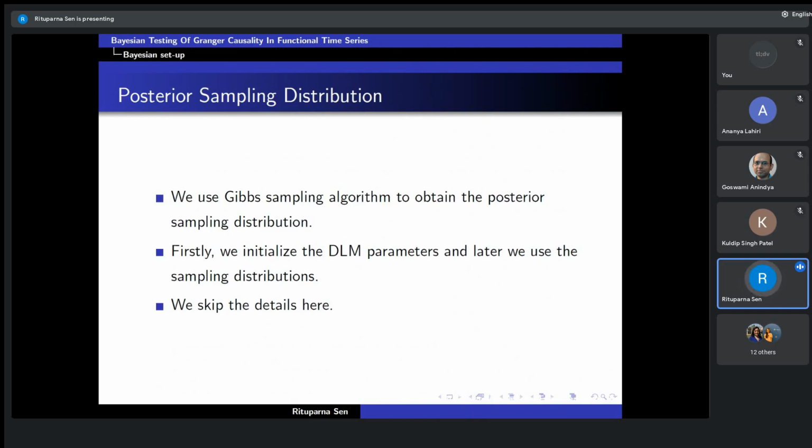Finally, we will use Gibbs sampling to obtain draws from the posterior. We first initialize the DLM parameters, and later we use the sampling distributions.